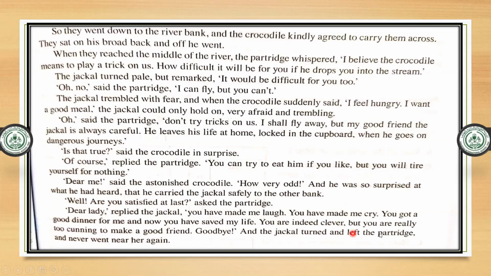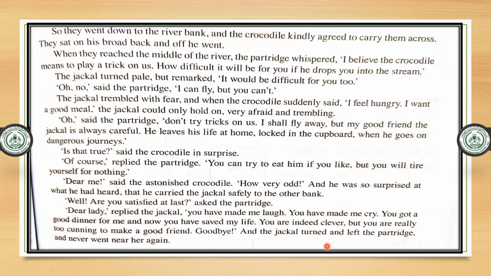"You are indeed clever, but you are really too cunning to make a good friend. Goodbye." And the jackal turned and left the partridge and never went near her again. Now, what happened, dear students, is that the jackal said to the partridge, "You made me laugh, you made me cry, you got a good dinner for me, and now you have saved my life. You are indeed clever, but you are really too cunning to make a good friend." Good boy. So you are very intelligent, very sharp minded. And the jackal turned and left the partridge and never went near her again.